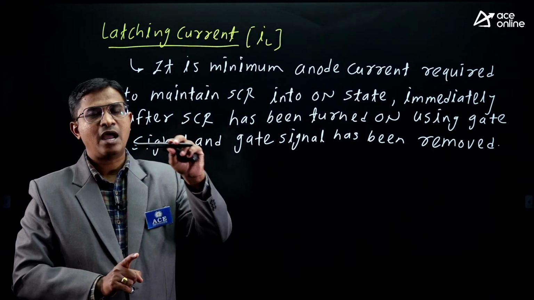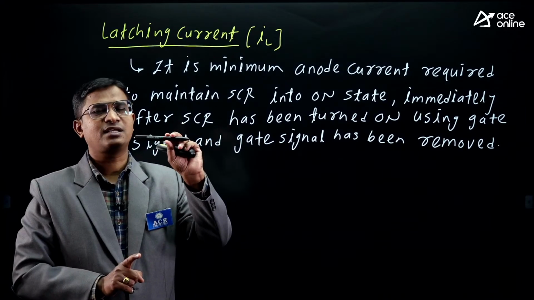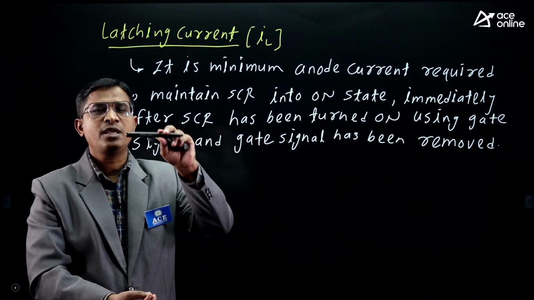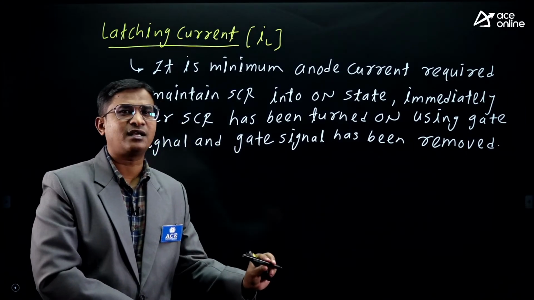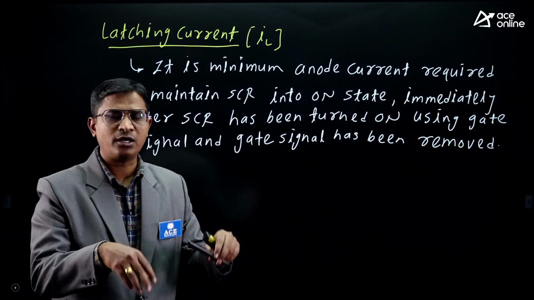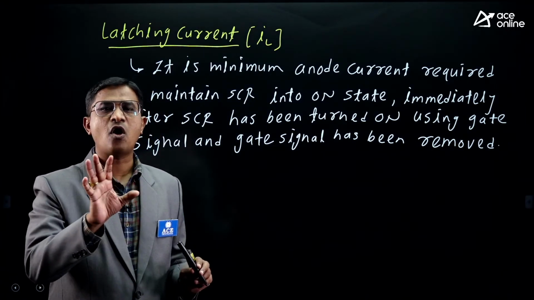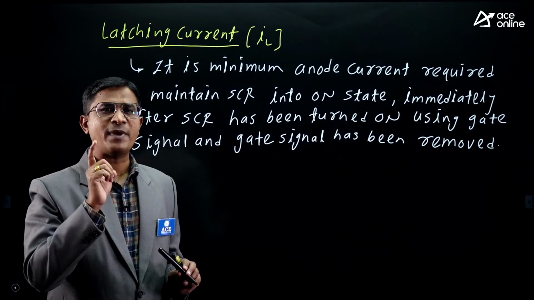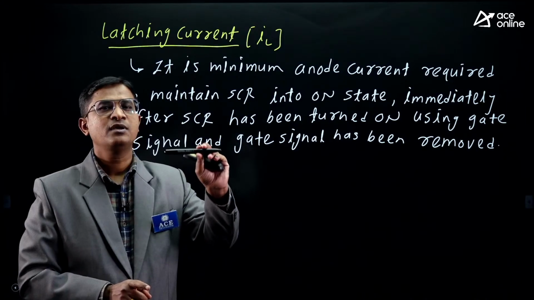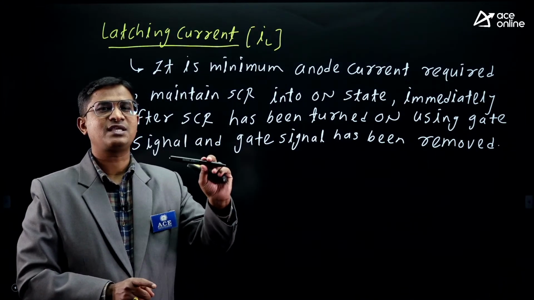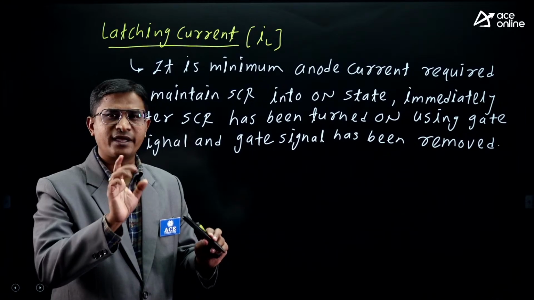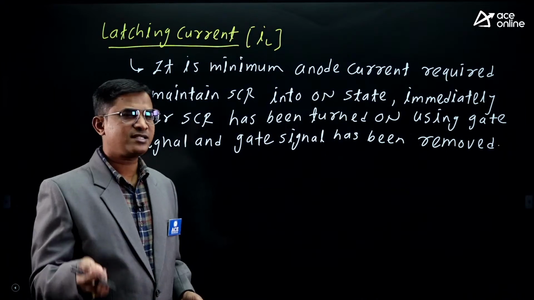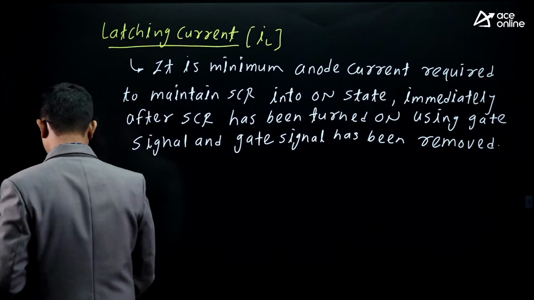Suppose I have turned on the SCR by using the gate signal, and now at the instant of removal of the gate signal, if my SCR current is less than the latching current, then my SCR will not continue in the on state. Are you getting the point? Latching current means it is the minimum value of anode current that should flow through the SCR at the instant of removal of the gate signal. That is nothing but the latching current, right? Second, let us discuss the holding current.